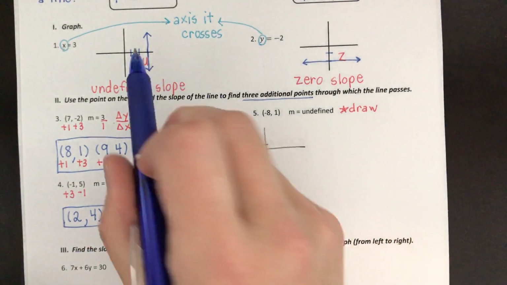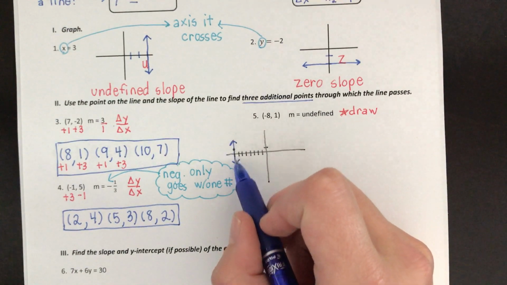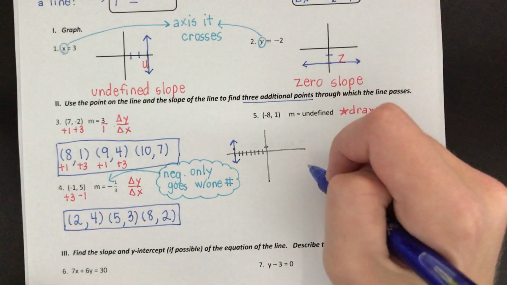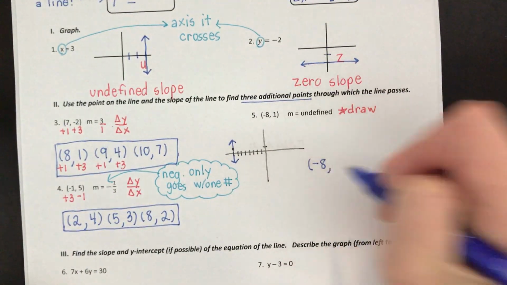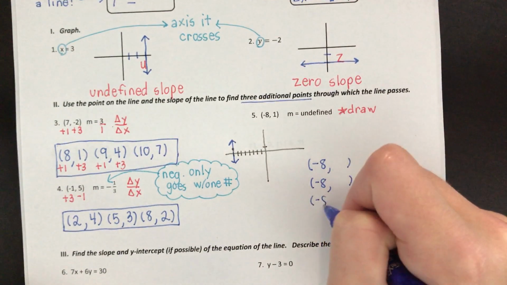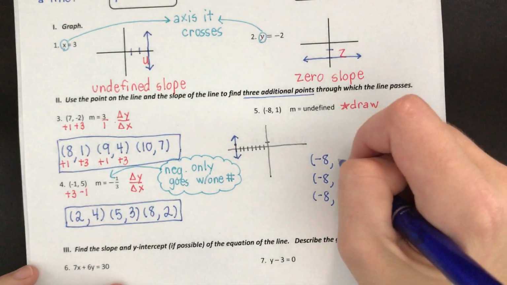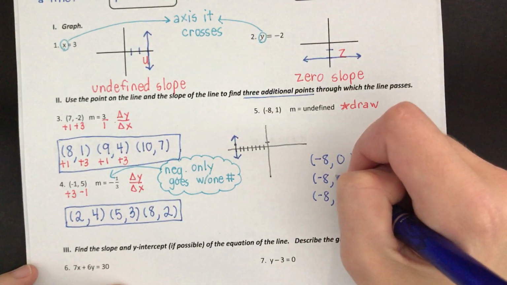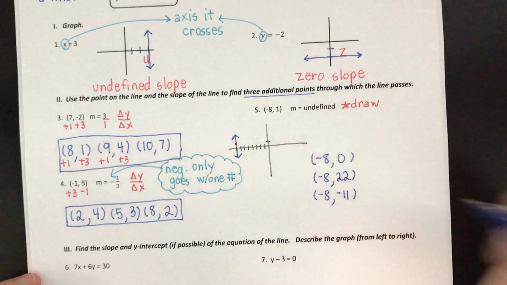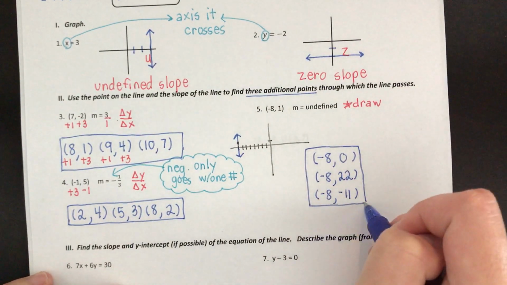Well, what did I say earlier about that line? Every single coordinate on this line has the same x value, in this case the x value of -8. So you can choose any coordinate that has an x value of -8. Doesn't matter what the y value is. If it has the x coordinate -8, then it will fall on this line. So I don't know, -8, 0, -8, 22, -8, -11, any of those would work. Okay, you could be creative on that one, isn't it fun?